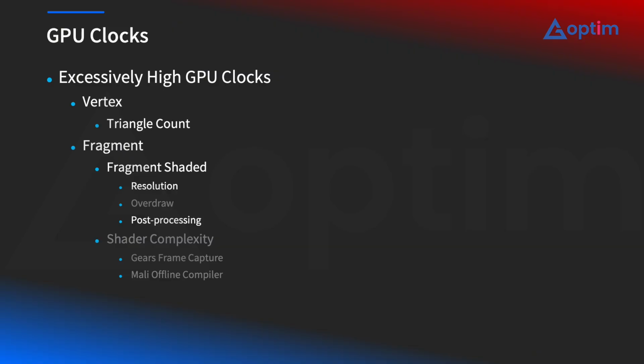GPU pressure analysis is typically divided into two stages, the vertex stage and the fragment stage. In the vertex stage, we primarily focus on triangle count, which is the most fundamental and intuitive metric. In the fragment stage, we focus on fragment shaded, which represents the number of pixels actually shaded. In GOnline, we provide a fragment shaded metric with the following empirical recommendations. For low quality, it should be kept under 10 million. For medium quality, around 20 million, and for high quality, around 30 million.